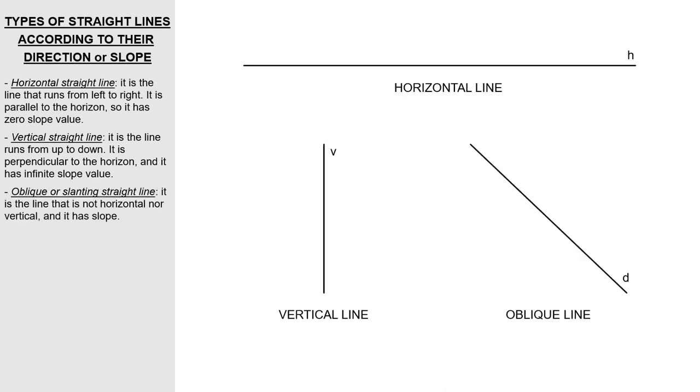Last, the oblique straight line, also called diagonal or slanting, is the line that is not horizontal nor vertical, so it has slope.